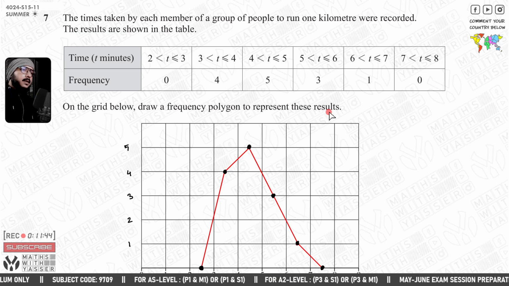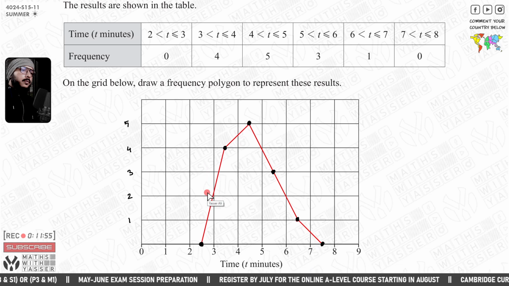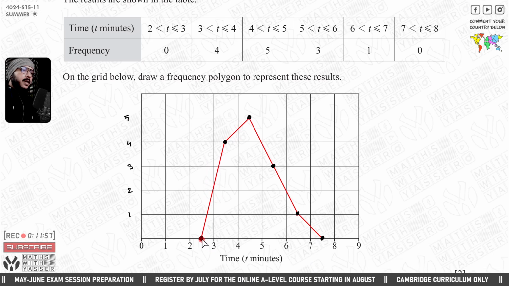We know that for the frequency polygon, the points need to be the midpoints of these class widths. So it will be 2.5, then 3.5, then 4.5, 5.5, 6.5, and 7.5. And the y-axis will have the frequencies. And this is how the frequency polygon will look.